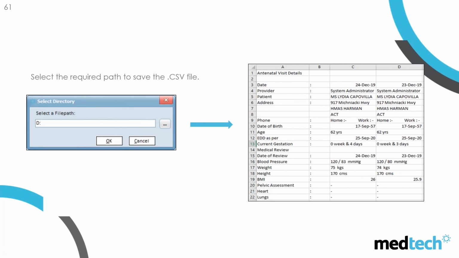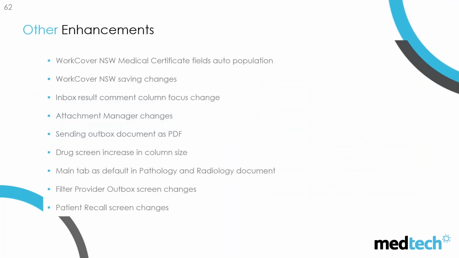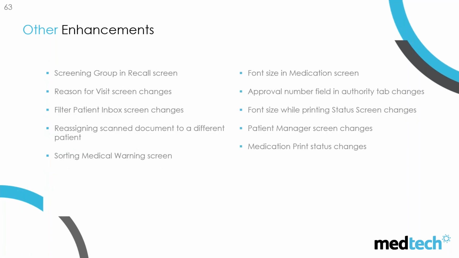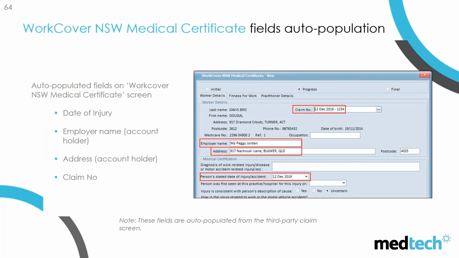Okay, we'll quickly whiz through the other enhancements that we probably didn't have a category for, so we decided to put them all in one bit to go through in 10.4.6. So a spectrum of multiple changes there in New South Wales WorkCover, outbox documents, filtering, reason for visits. There's quite a few changes there, so let's quickly go through them and then we'll get into some questions.